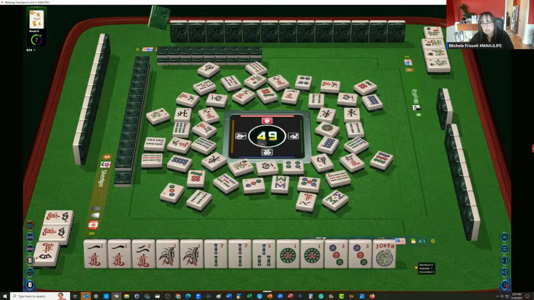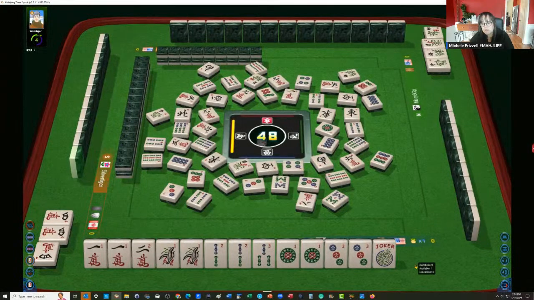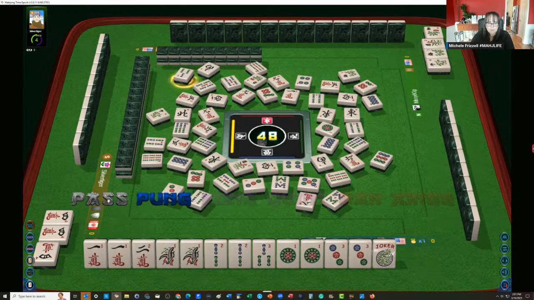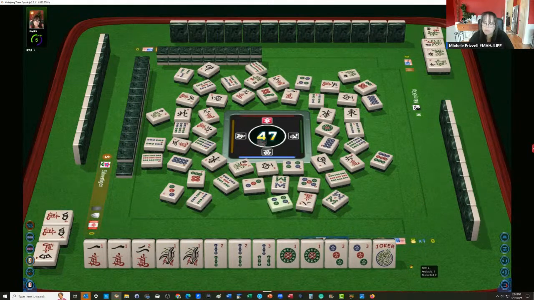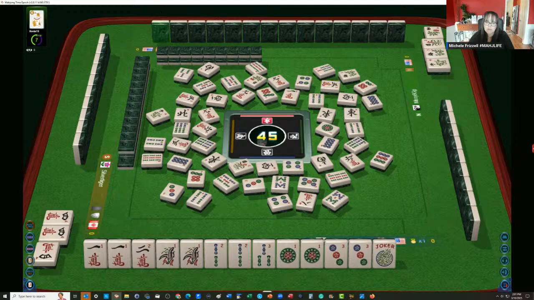Six dots. Okay, so they have a Kong of flowers. They have 6, 9, 8 bamboos in front of them. We're going to pass. 4 dots. Shoot. You know what I don't see out here are fives. There's a 5 dot here and a 5 crack, a 5 bam here. Oh, 5 bams are out. Okay, never mind. Okay, pass.